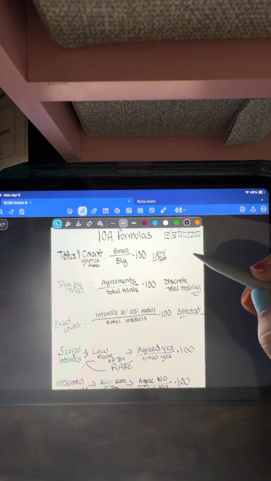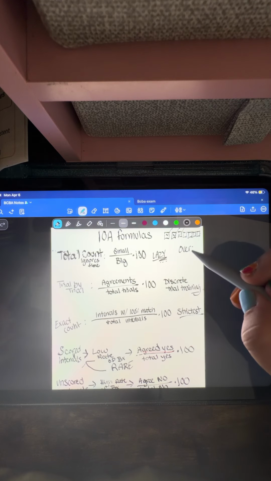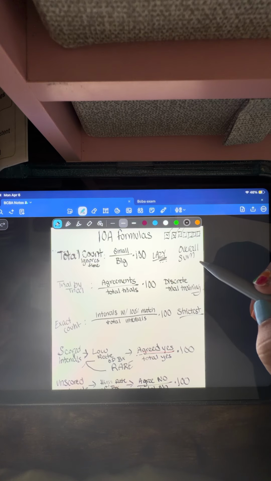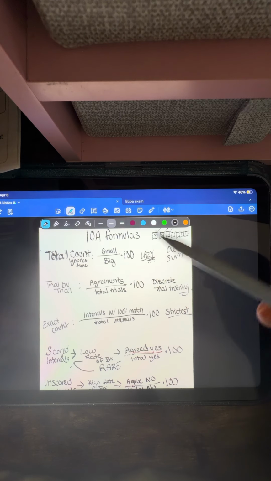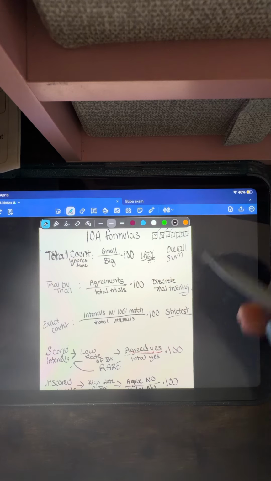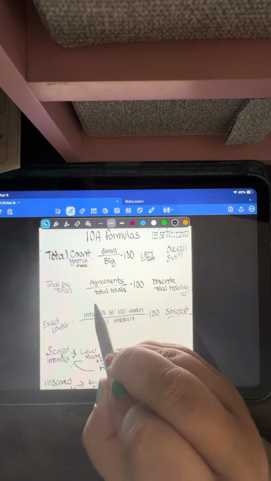When you see total count, you're going to probably see words like overall, sum, right? That's what you're doing. You're looking at the overall sum, basically. When you see trial by trial, you might see discrete in there.